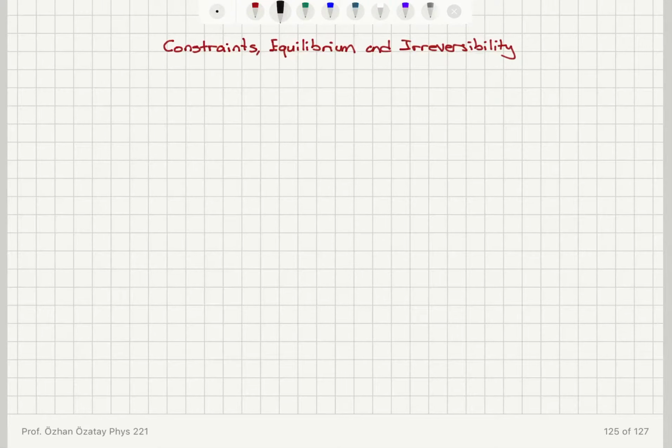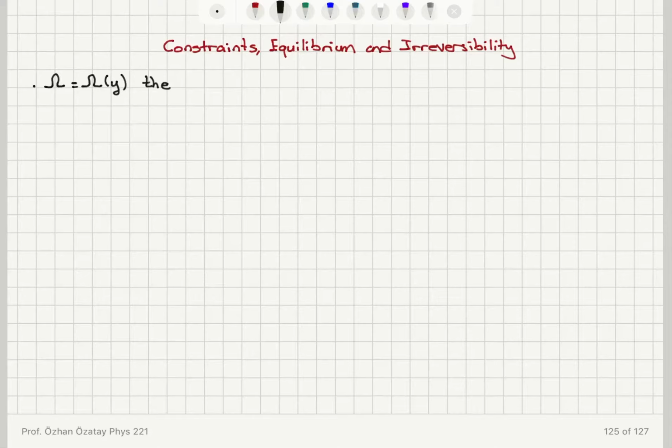We're now going to make a few observations about accessible states. First of all, the number of accessible states we show with the letter omega, as you remember. So what determines these accessible states? It is determined by some macroscopic parameter y. Omega, the number of accessible states, is a function of some macroscopic parameter y.